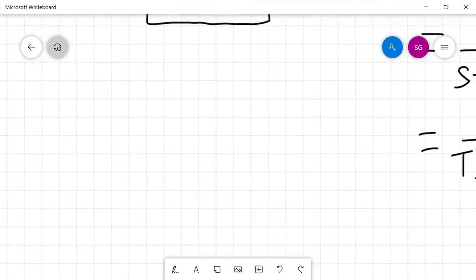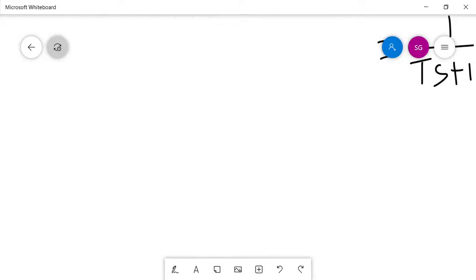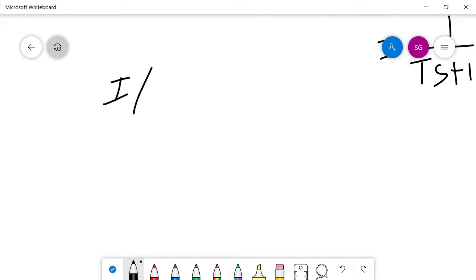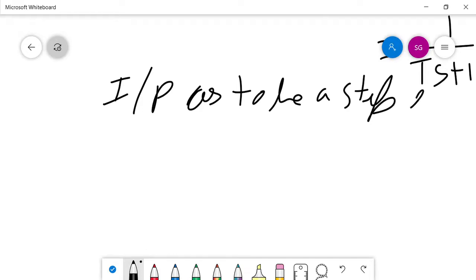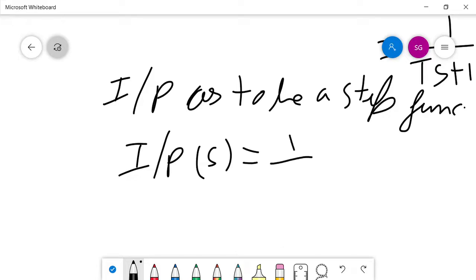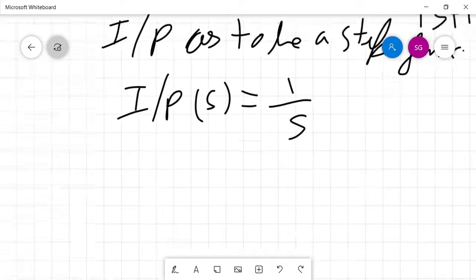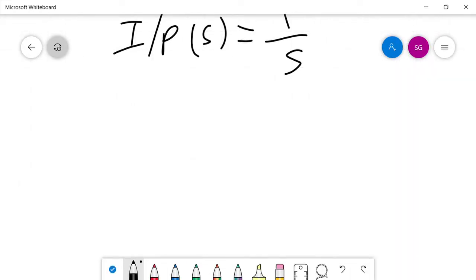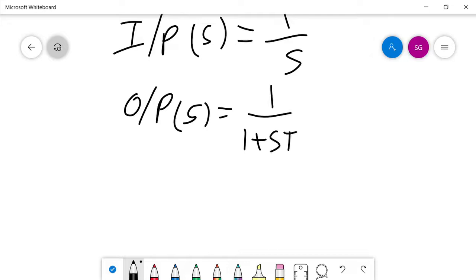For this, the input has to be a step input. Let us take the input to be a step function. So the Laplace transform of this input will be 1 by S. So our output Laplace transform will be equal to 1 upon 1 plus ST into this input, so it will be 1 by S.